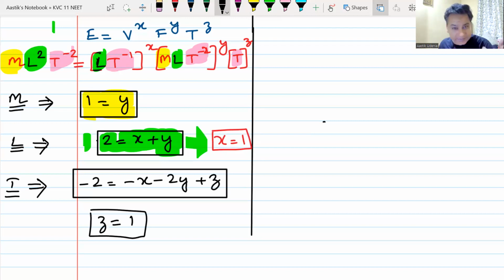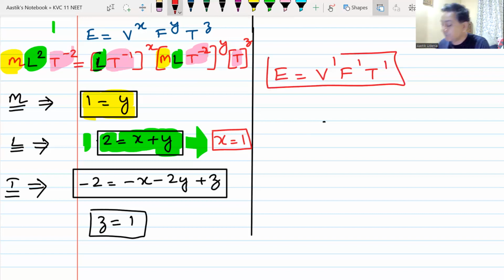X is 1, Y is 1, Z is 1. I can straight away write my answer. Energy is V raised to the power 1, F raised to the power 1, and T raised to the power 1. And that is my final answer.